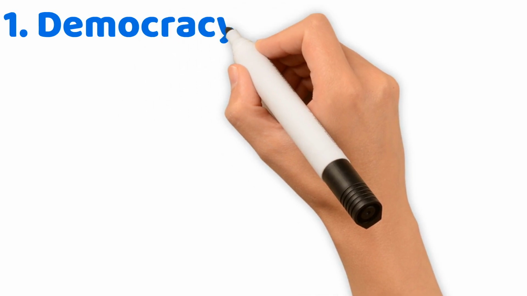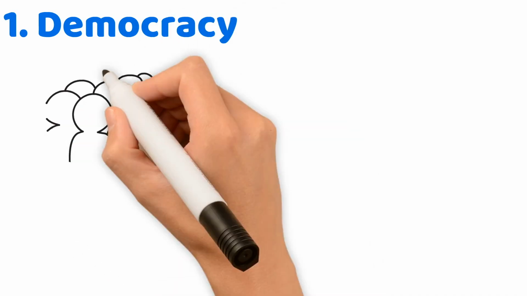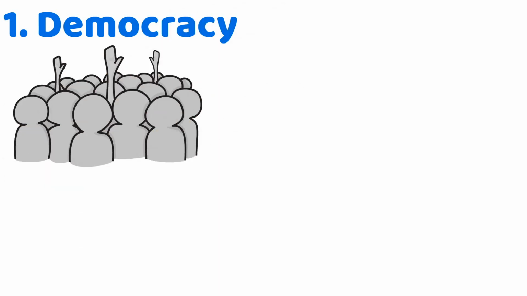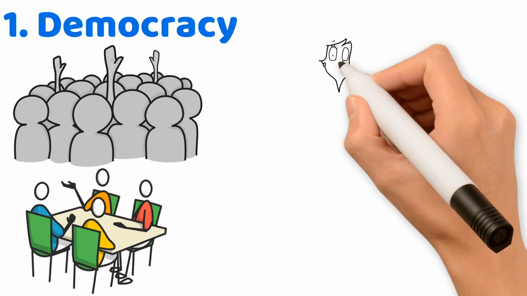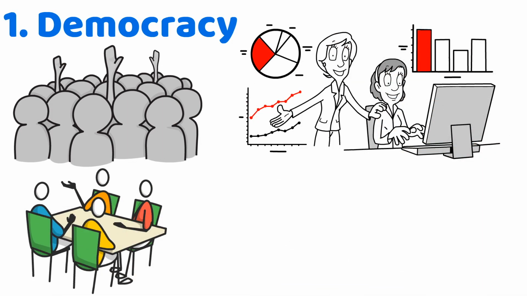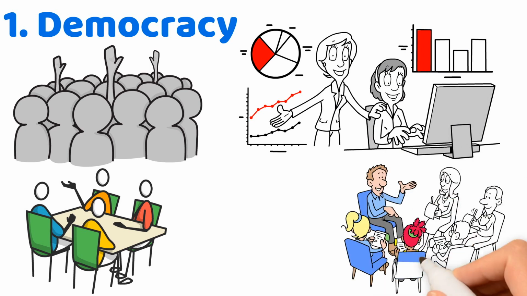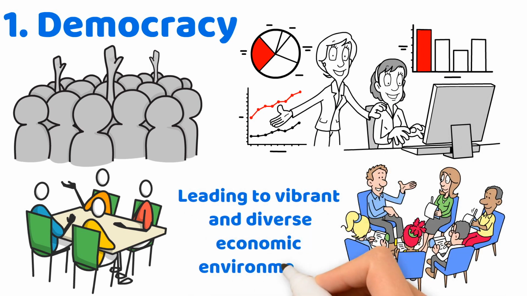1. Democracy. Here, power truly lies in the hands of the people. Democracies often foster capitalist or mixed economies, promoting markets where individual economic freedoms flourish. This setup allows for public participation in economic decision-making, leading to vibrant and diverse economic environments.